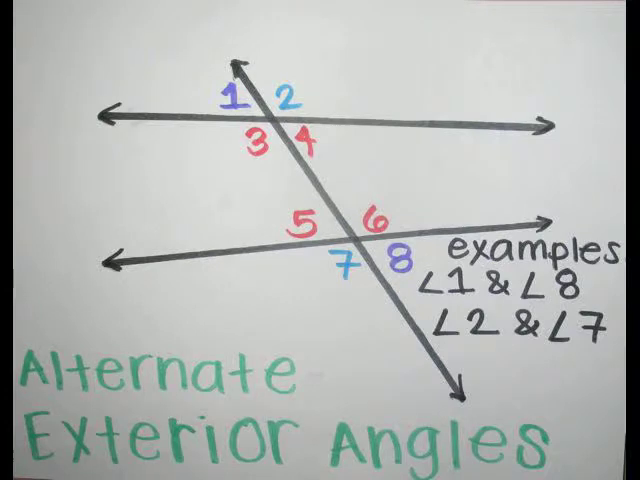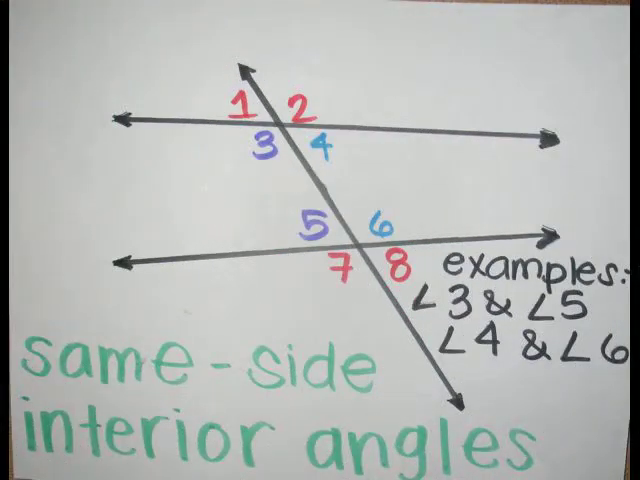Alternate exterior angles lie on opposite sides of the transversal C, outside lines A and B. Same-side interior angles, or consecutive interior angles, lie on the same side of the transversal C, between lines A and B.